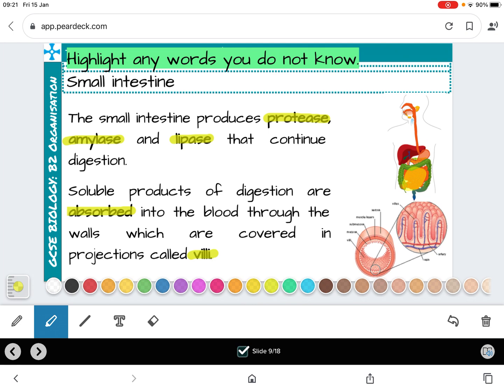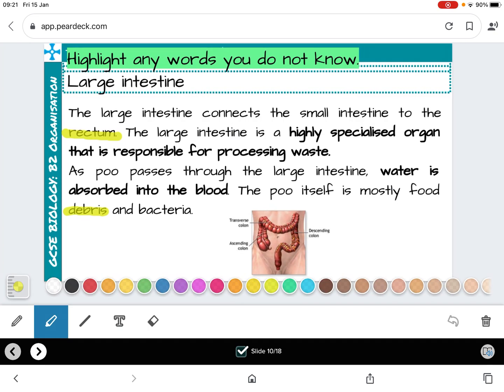These little bits here stick out, they basically absorb, they suck in, as if you put a paper towel down, it will suck up the nutrients into the blood, and the walls are covered in villi. So the villi are these finger-like projections. If you hold up your hand and wiggle your fingers, that increases the surface area for absorption.